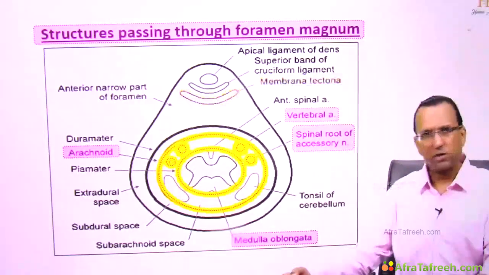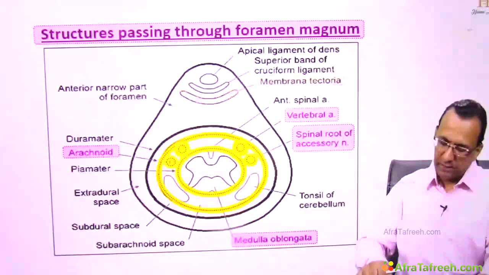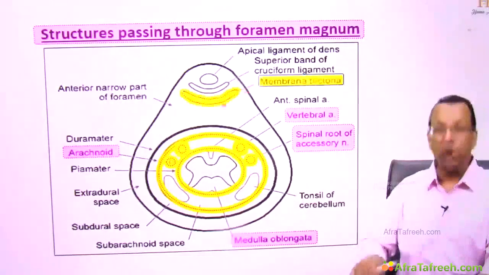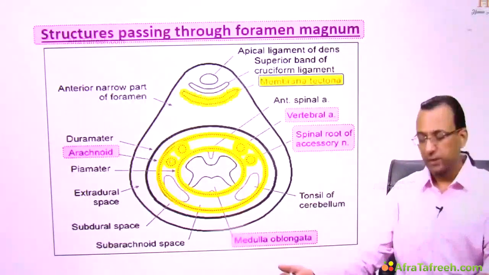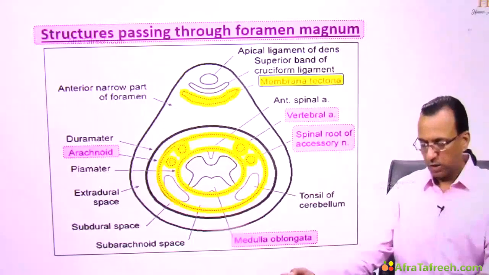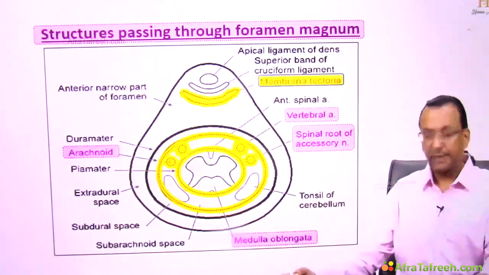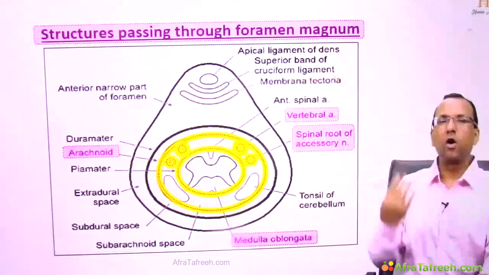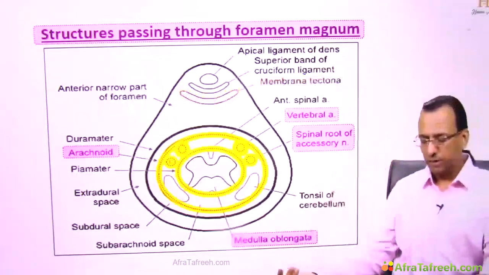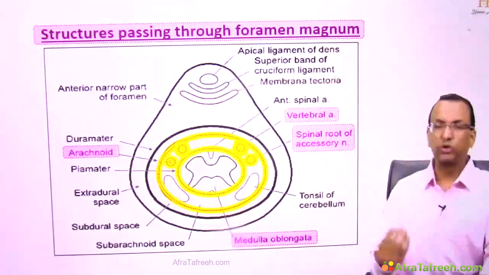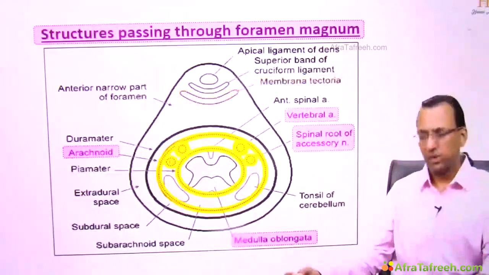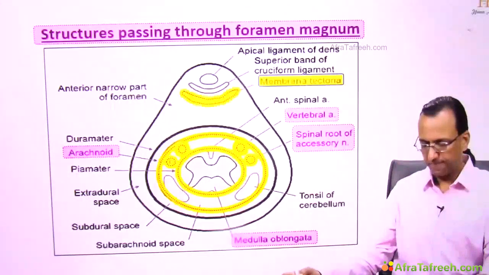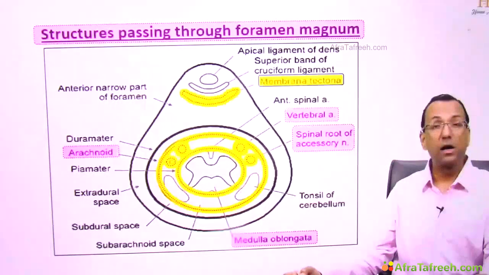The tectorial membrane is not. The tectorial membrane passes through the foramen magnum, but it is outside the subarachnoid space. What is the tectorial membrane, by the way? It enters the foramen magnum to attach to the occipital bone. But if it is entering the foramen magnum to attach to the occipital bone, where did it come from?